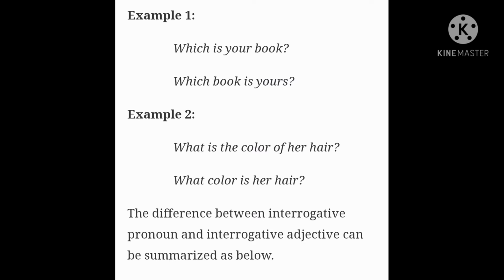Similarly, example number 2, the first sentence, what is the color of her hair? So what in the first sentence is an interrogative pronoun just because it is placed before the verb. In the second sentence, what color is her hair? What becomes an adjective because color is a noun and what is qualifying the noun color. Hence, in the second sentence, what is an interrogative adjective.